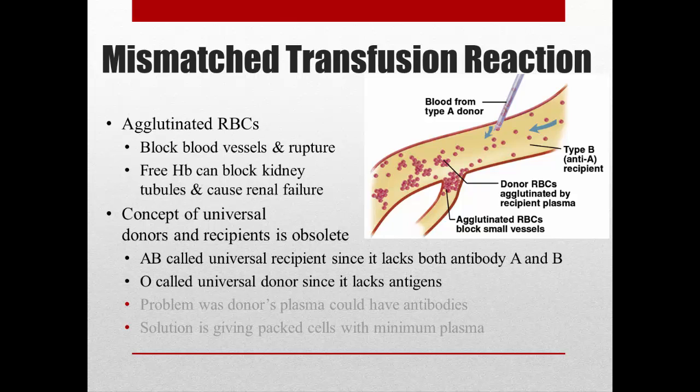The problem is, though, that the donor's blood has antibodies. So if I get O blood donated to me and I have A blood, my B antibodies may not be able to attack the O blood because the O blood doesn't have any antigens, but the O blood has A and B antibodies. And so the A antibodies from the donated blood could attack my own A antigens, and that would cause agglutination, which could be some problems.